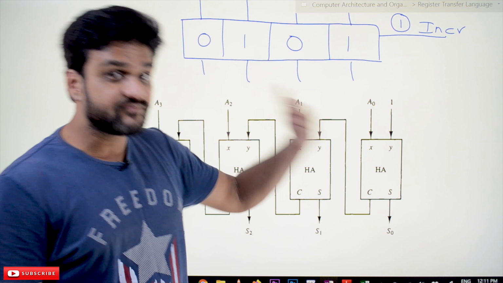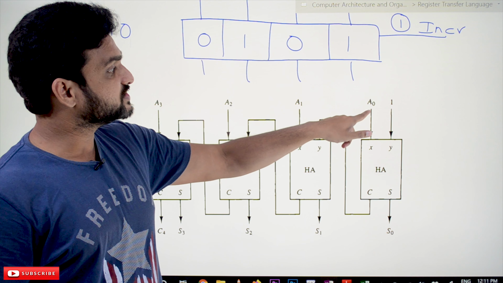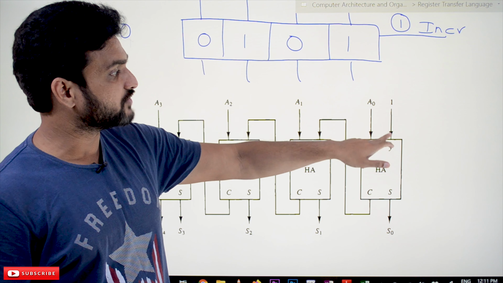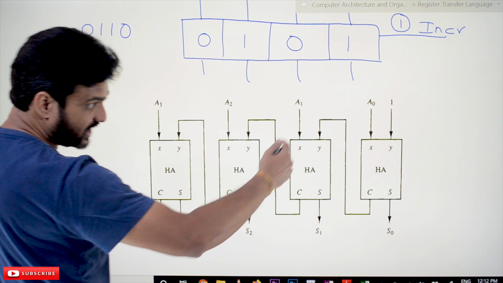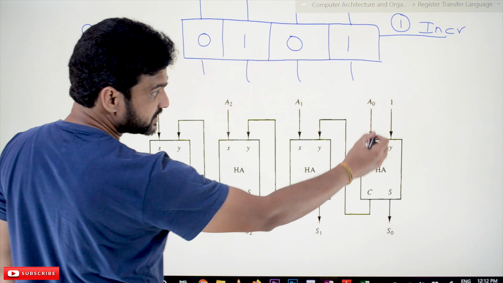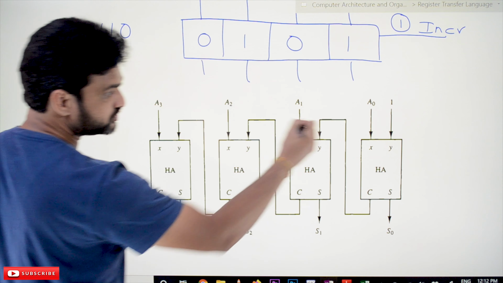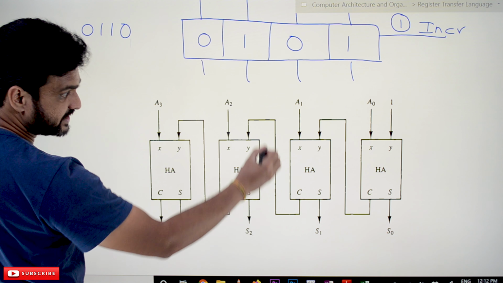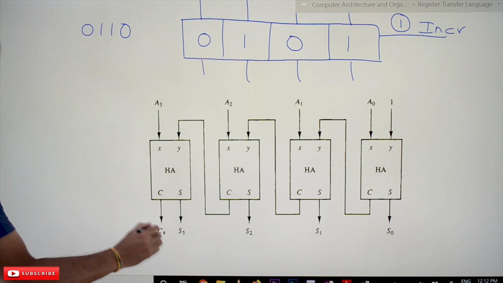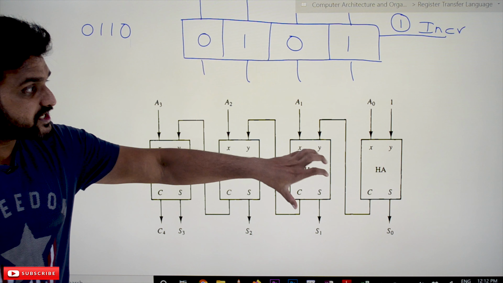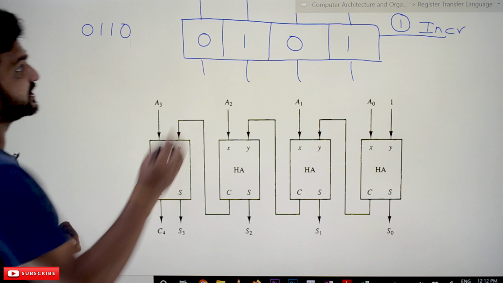So in order to add the value 1 to the given value, which is 0 1 0 1, we have provided one of the inputs as 1. The inputs of the next half adder are the carry generated by the sum of the previous two values. Similarly, the carry of this is provided as the input to the next half adder, and this is the carry out. So now with this circuit we are going to increment the value that is stored in a register. Let's try to understand this.